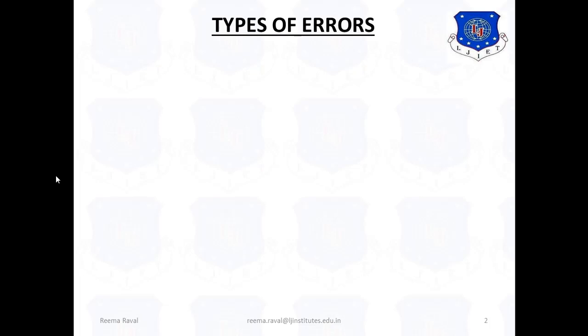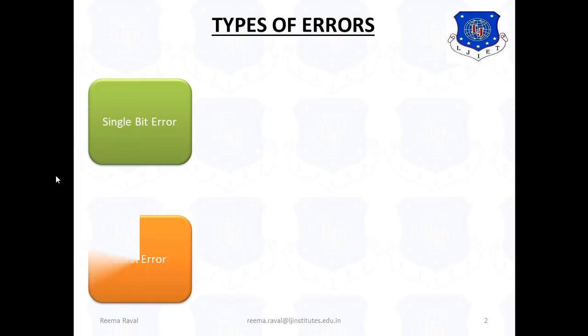So first of all, let us see different types of errors. Mainly there are two types of error. First one is single bit error and the second one is burst error. Now what is single bit error? A single bit error is a type of error in which only one bit has changed compared to what was transmitted.